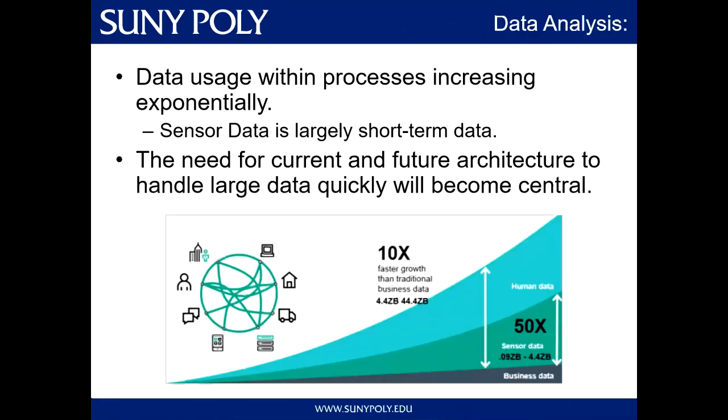So data usage within processes has been increasing exponentially, and it's looking forward for that trend in the future as well. And one of the main factors that is increasing exponentially is sensor data, which is largely a very short-term data component. And the idea, for an example, if you have a self-driving car trying to recognize a stop sign, you want to accurately figure out that it is a stop sign, and you want to do it in a very, very quick manner. Otherwise, the data is useless. So the need for current and future architecture to handle this large data amount quickly becomes the essential issue.